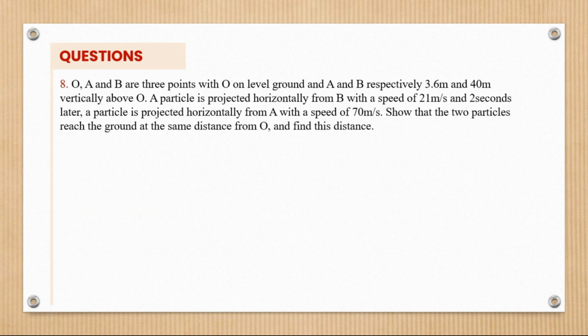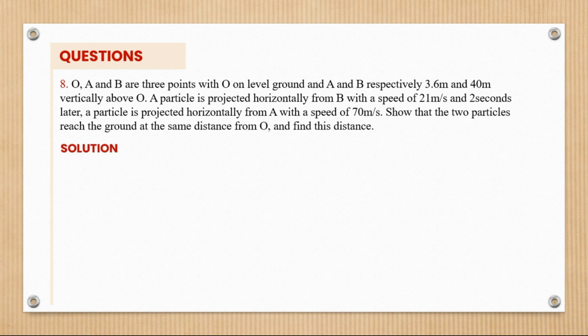Alright, so moving on to another question. We're being told that O, A and B are 3 points with O on level ground and A and B respectively 3.6 meters and 40 meters vertically above O. A particle is projected horizontally from B with a speed of 21 meters per second, and 2 seconds later a particle is projected horizontally from A with a speed of 70 meters per second. Show that the two particles reach the ground at the same distance from O and find this distance.